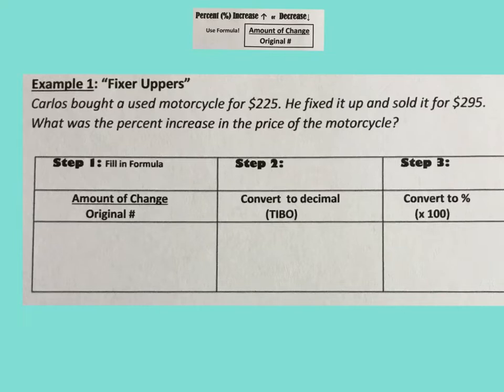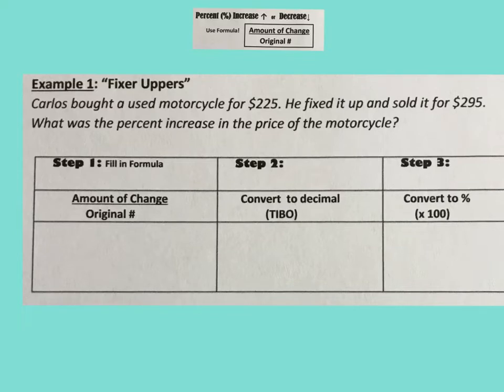So we need to use this formula, and the formula is very simple. To find the percent increase, we need to figure out how much the prices increased. So he bought the motorcycle for $225 and it increased to $295. So the first step is to figure out the amount of the change in the prices. For the amount of the change, we take the bigger number minus the smaller number and put it over the original number or the number we started with, which would be $225.